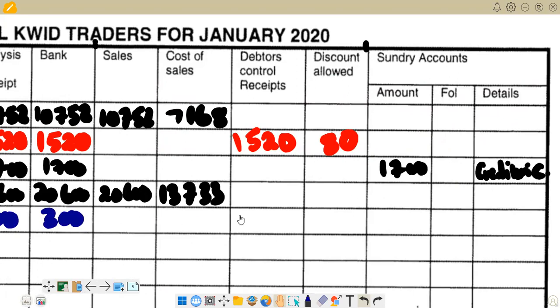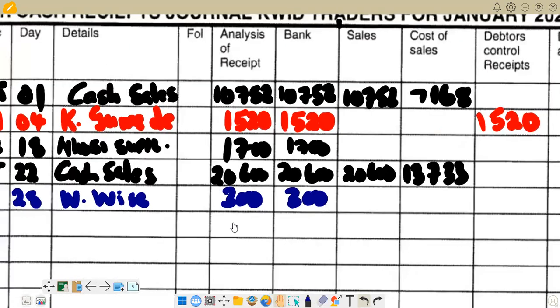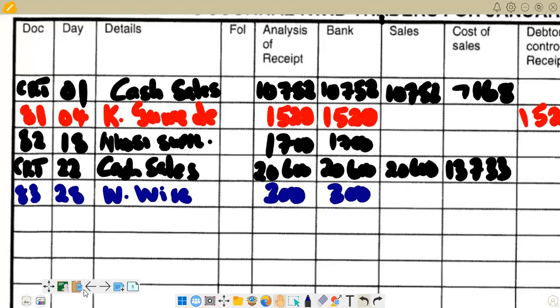So this 300, we are going to put it here, and on the description part it is bad debts recovered. So amount 300, and then here you just write bad debts recovered. If your space permits in the answer book, we write in full bad debts recovered. So this is what we have. Then we can check on the next transaction. I think we are on the same date.